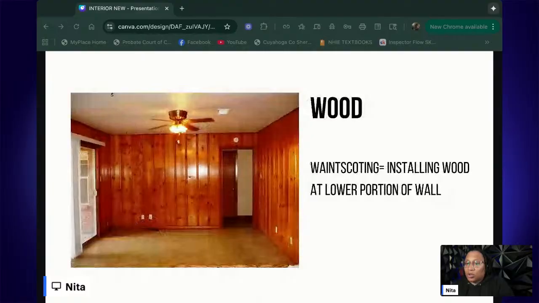There's also the potential of wood as an interior finish. In older homes, you could have wood paneling for the entire wall, or in a lot of homes, there will be wood applied to the lower half of the wall. That is called wainscoting. These are wooden planks or panels that are installed. You would not want to see this in the garage. It's common in deck or den type areas, but you don't want to see it in the garage.